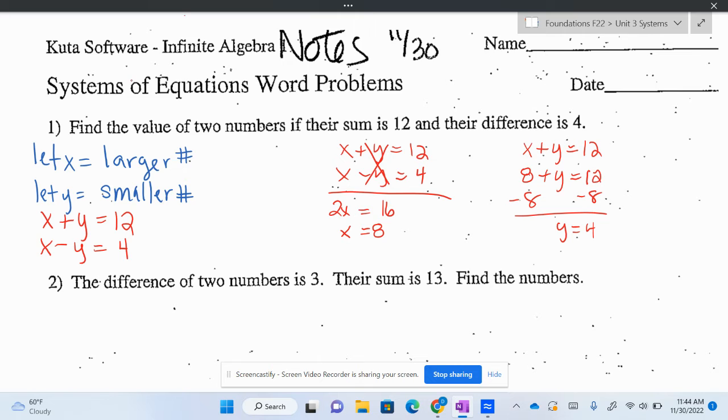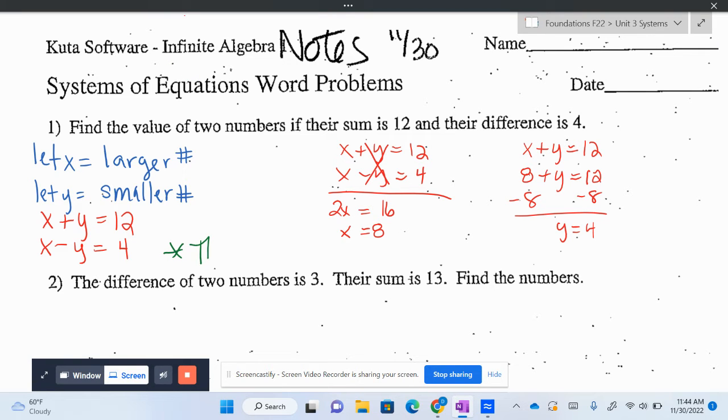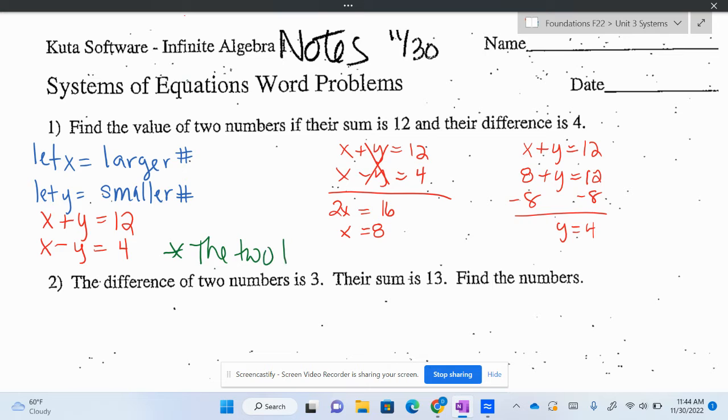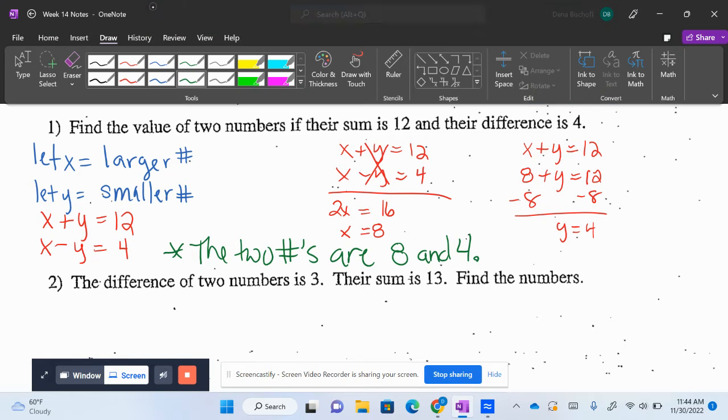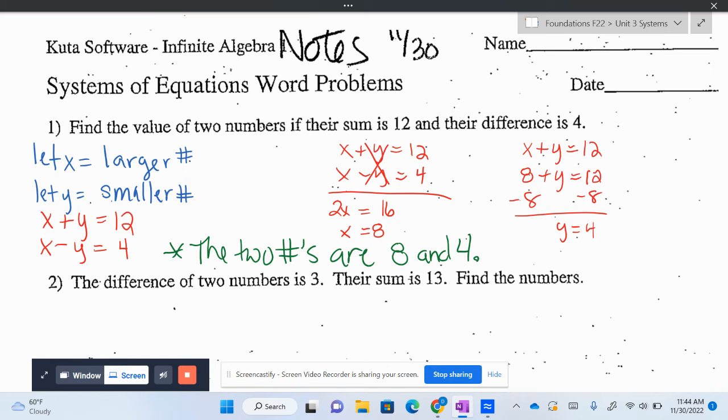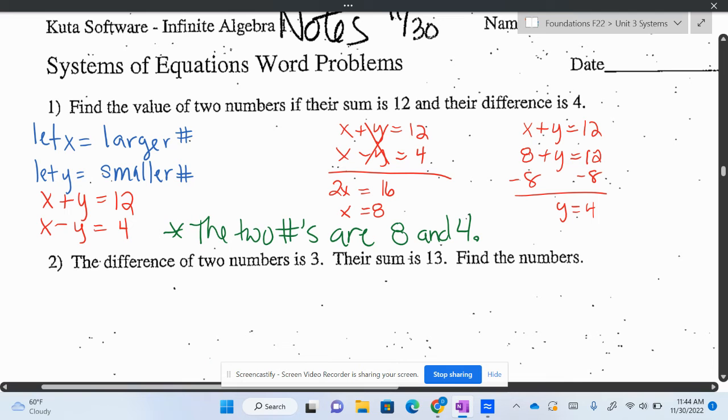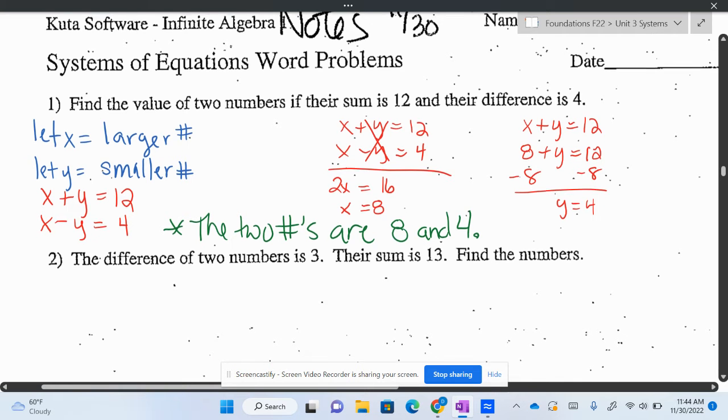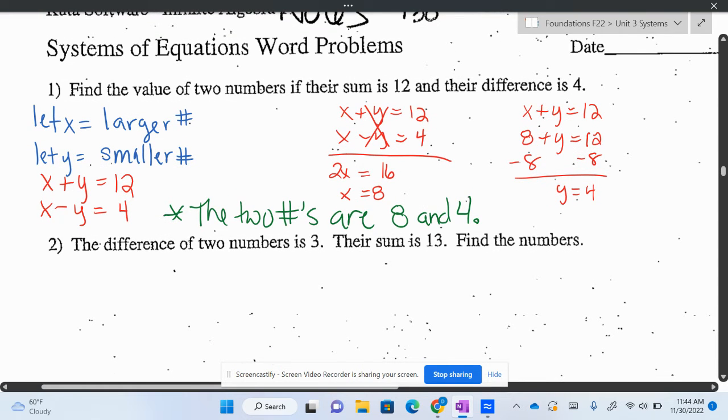Okay, so remember this is a word problem. So I need a little sentence. It doesn't have to be gigantic. I'm going to say the two numbers are 8 and 4. Well, if it's about two numbers, yes. Okay. So, yes, ma'am. For word problems, you need a sentence answer, yes.